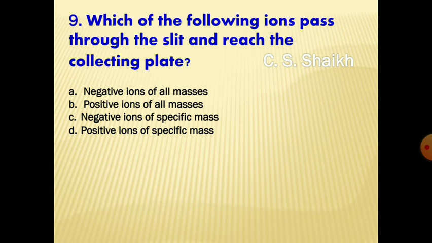Further, which of the following ions pass through the slit and reach the collecting plate? There are a number of different ions produced in mass spectroscopy, but out of this, which will pass and will be collected? So the correct answer is positive ions of specific mass.